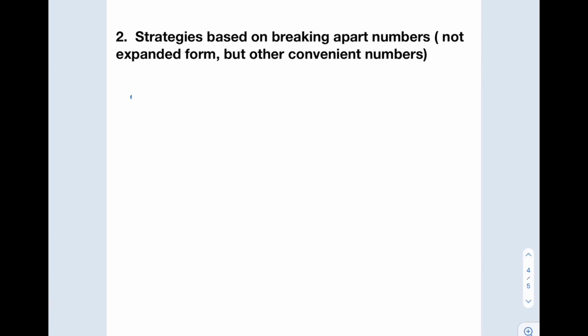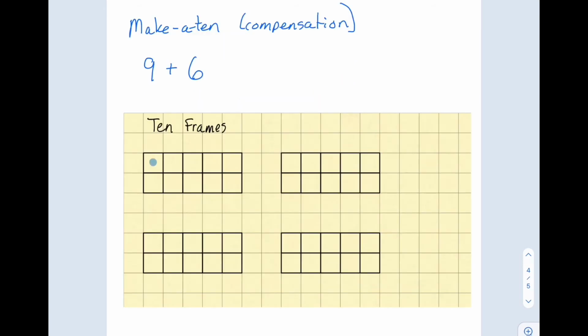One of my favorite mental addition strategies is the make a 10 strategy. Some people call this one compensation. Exactly like the name says, we'll be making tens. If we wanted to add the number 9 and the number 6, we could use the make a 10 strategy. Let's use a 10 frame to understand this. Here we can think about adding 9 objects and 6 objects. When we use the make a 10 strategy, we're going to think about the 6 as 1 plus 5.